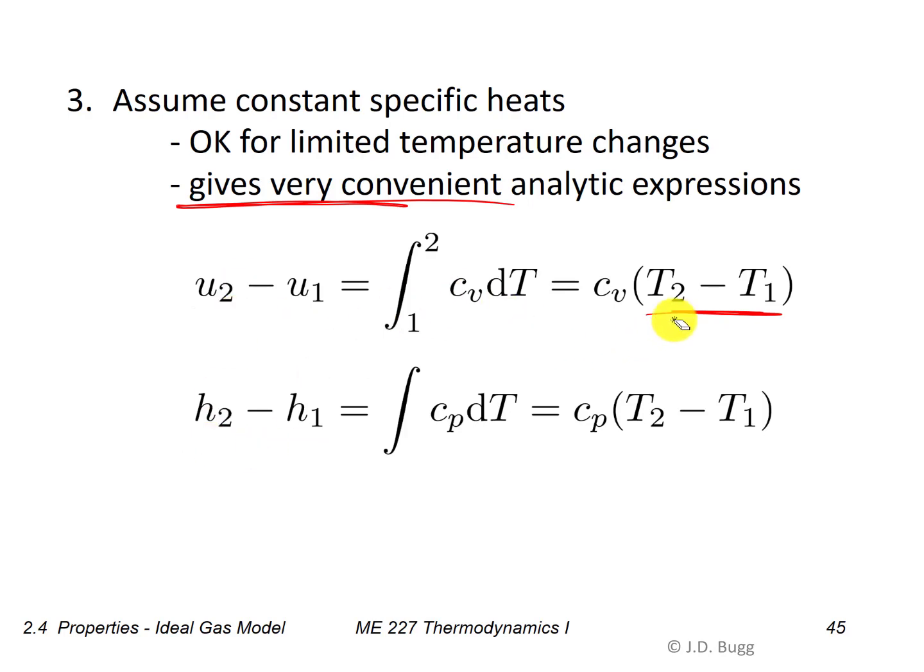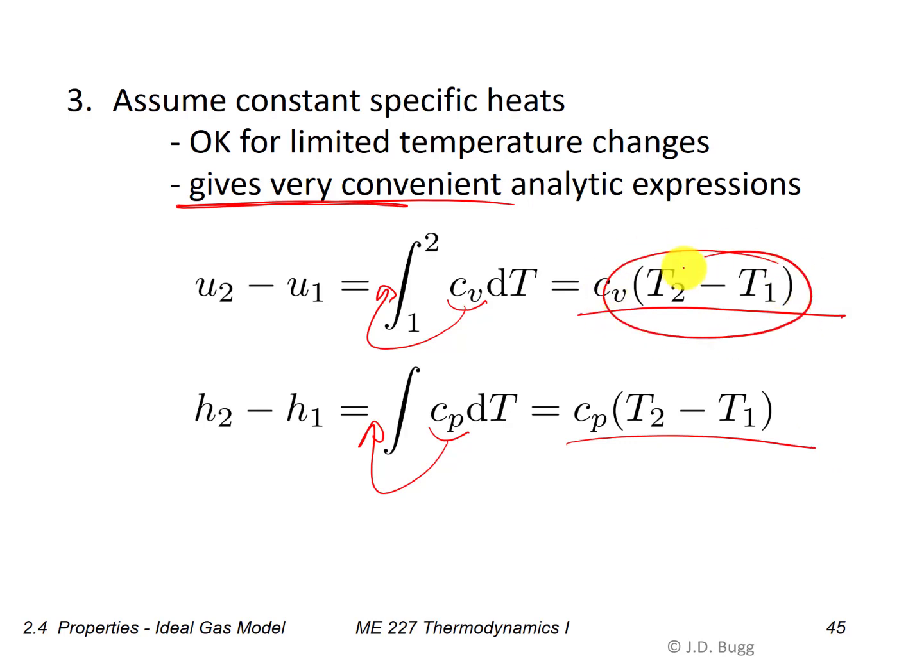So notice, if we're willing to assume that Cv and Cp are constant, then they can come outside of the integral sign, and the result of this is just Cv (T2 minus T1) or Cp (T2 minus T1). So for many problems, this is a really good approximation. And what it really comes down to is, are we looking at a process with a large temperature change or not? If the temperature change is quite moderate, and I would say rule of thumb 100 degrees C or so, then this is going to give very, very accurate results.